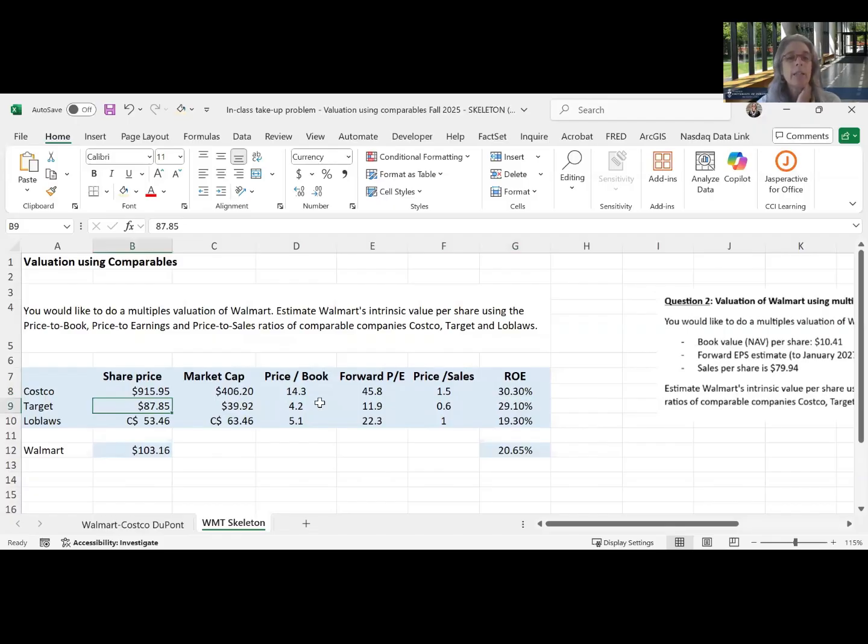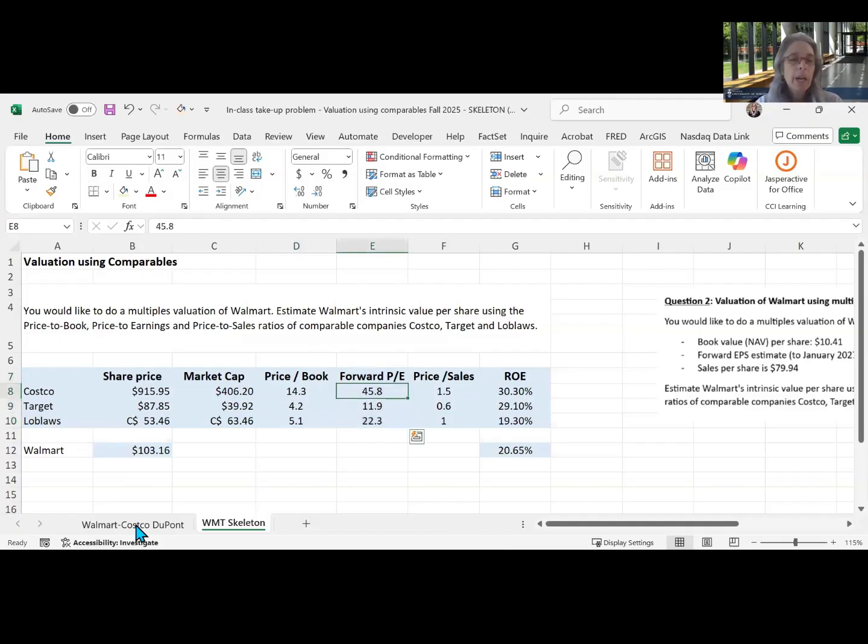So Target trades at much lower multiples than Costco. So 4 times book, 12 times earnings, 0.6 times sales. And then Loblaws is sort of somewhere in between. So its price is about 5 times book, price to earnings 22 times, price to sales 1 time. Just to give you a feel, the stock market as a whole trades at around 18 to 20 times earnings on the forward PE.